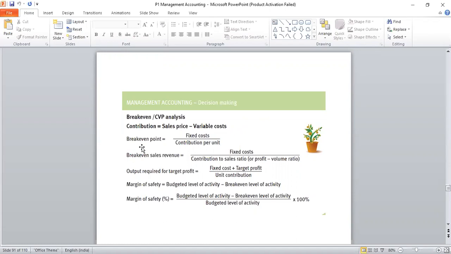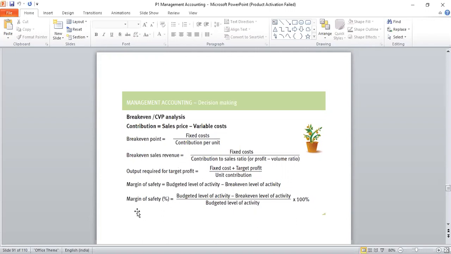The first one is the break-even point: fixed cost divided by contribution margin per unit. Break-even sales is fixed cost divided by the contribution to sales ratio. Output required for target profit: if there is a profit amount which they want to earn, how many units have to be sold? Margin of safety is the budgeted level of activity over and above the break-even level of sales.